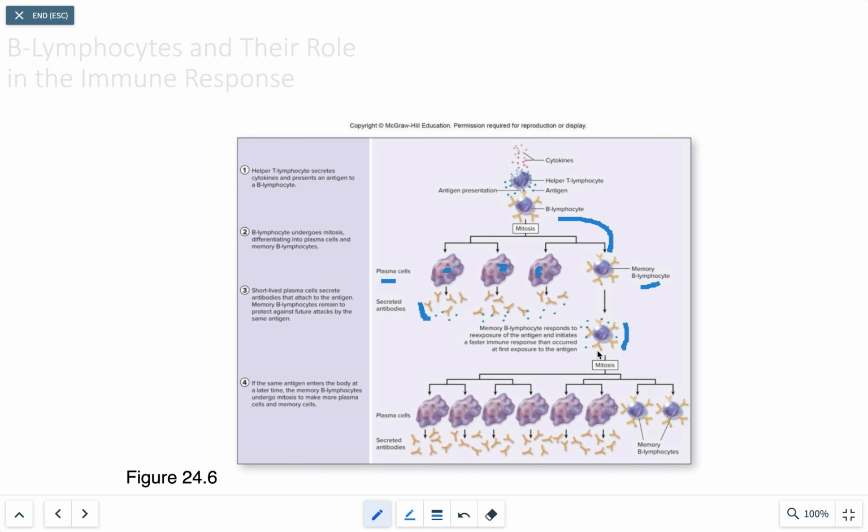If the antigen is present again, then we don't have to go through the initial steps. This B lymphocyte will then divide into more plasma cells with more secreted antibodies, and then they'll divide again into more memory B lymphocytes, which then increases the immunity to that particular pathogen.